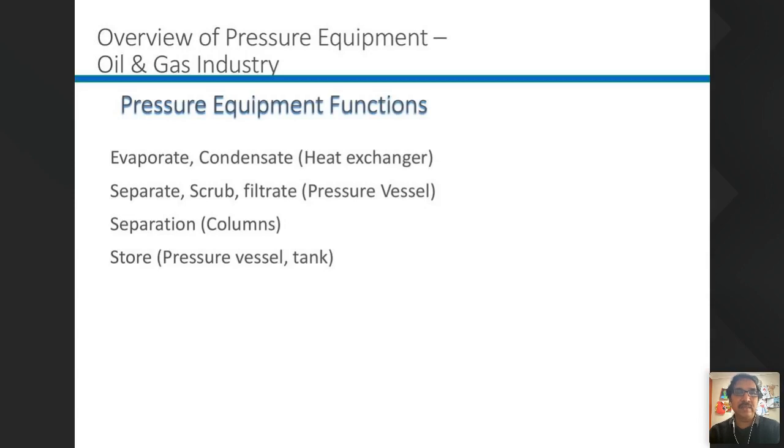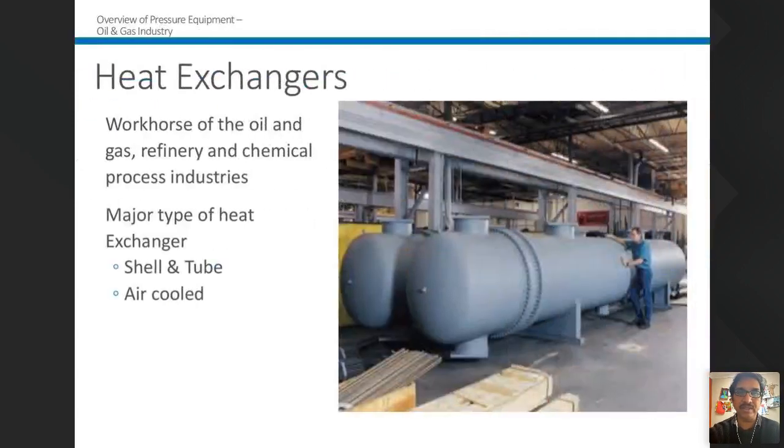A vessel can be a separator, which is used to separate oil, gas, liquid, water, which we saw in the previous slide. Scrubber, knocking off water droplets from gas. Filter, to filter any contaminants or particulates that come along with well fluid. Then we have a special equipment called column. Its purpose is again separation. I will talk about that a bit later. And there is a storage vessel and tank, which does nothing, just simply stores the fluid. This is the function of all these main pressure equipment.